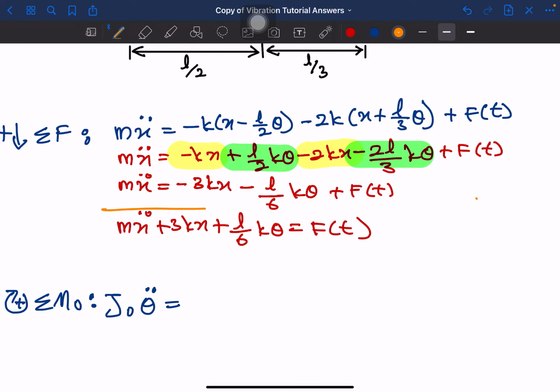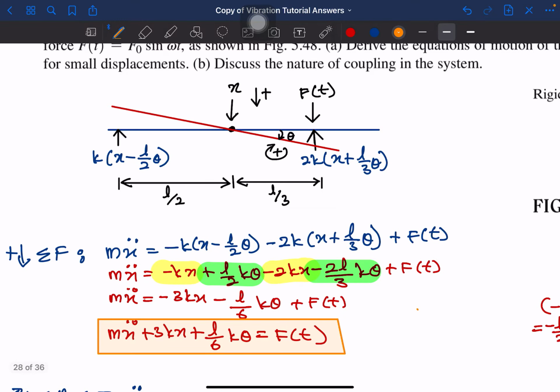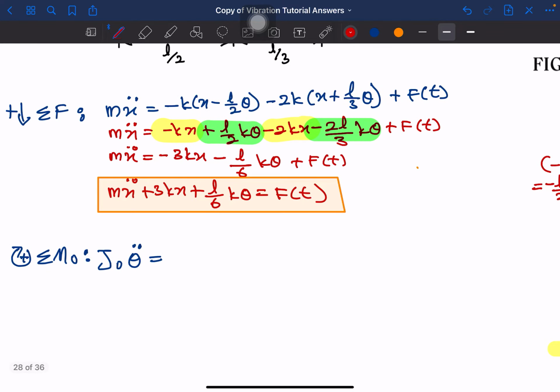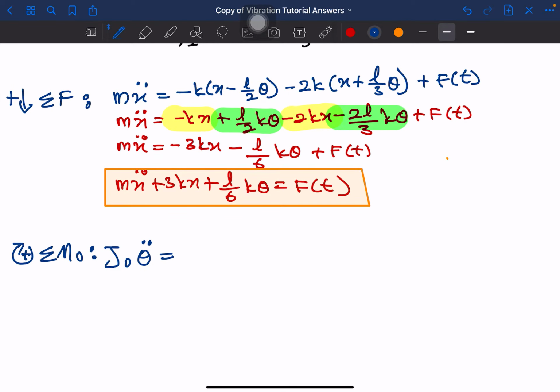Now, we're going to do the summation of moment, also using the body up here, to get the summation of moment. So summation of moment, as we all know, equals J naught θ double dot, right? Which means J naught θ double dot equals force times distance. Moment is equal to force times distance. Depending on the direction of the force on the body itself, is it going clockwise from the center or counterclockwise from the center? Because we define clockwise as positive now.